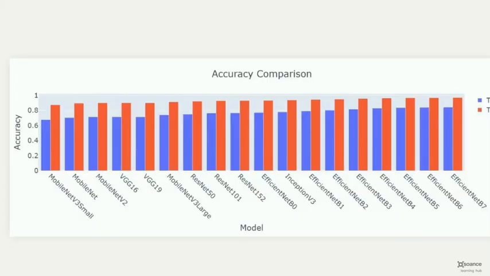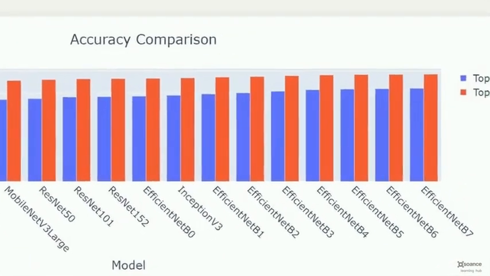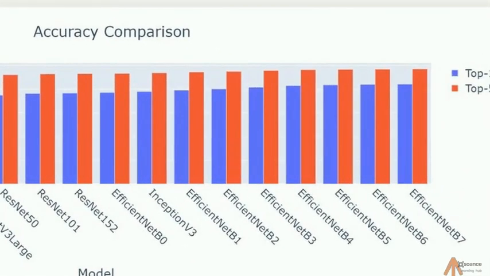This bar chart compares the accuracy of various architectures. The blue bars show top 1 accuracy, where the model's primary guess is correct, while the red bars show top 5 accuracy, where the correct answer appears in the top 5 predictions. On the far right of the graph, EfficientNet B7 appears as the top performer across both accuracy metrics.